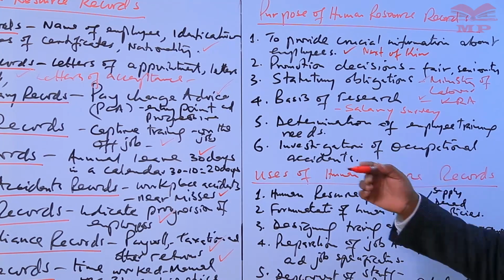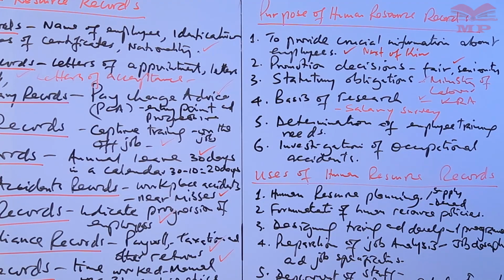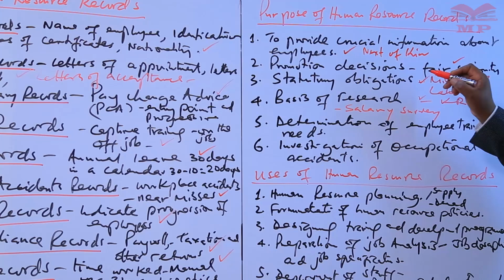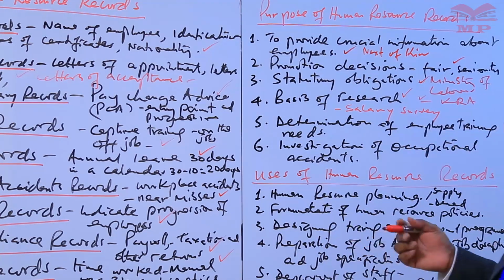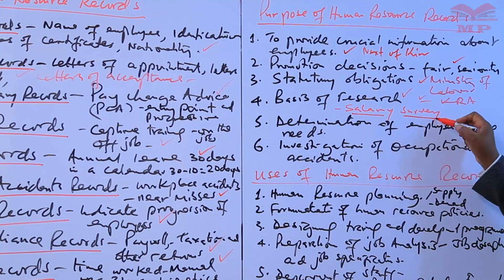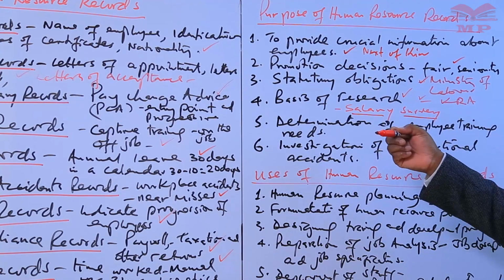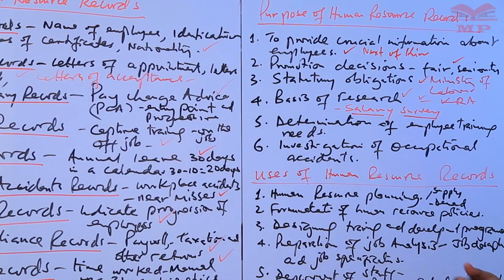Then number 2, promotion decisions: for purposes of fairness, proper records have to be maintained in terms of employee service. Then statutory obligations, we have indicated issues to do with the Ministry of Labor, Kenya Revenue Authority. Then number 4, the basis of research. Organizations may want to conduct research to find out, for example, what is a salary level or a salary survey. So once these records are kept well, these can be used for purposes of determining the salary levels.